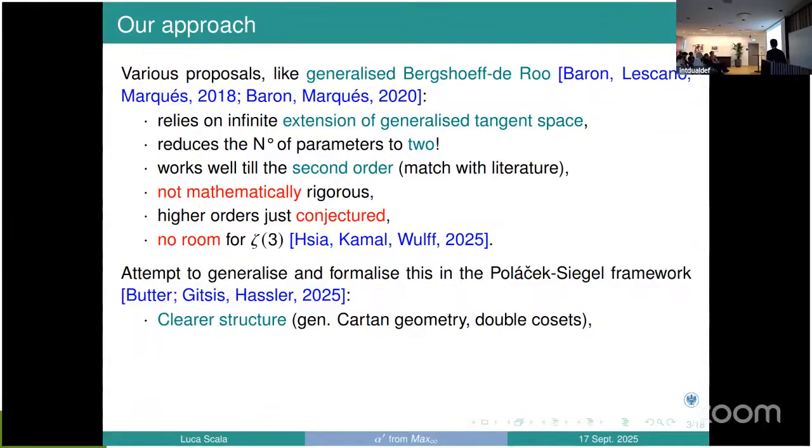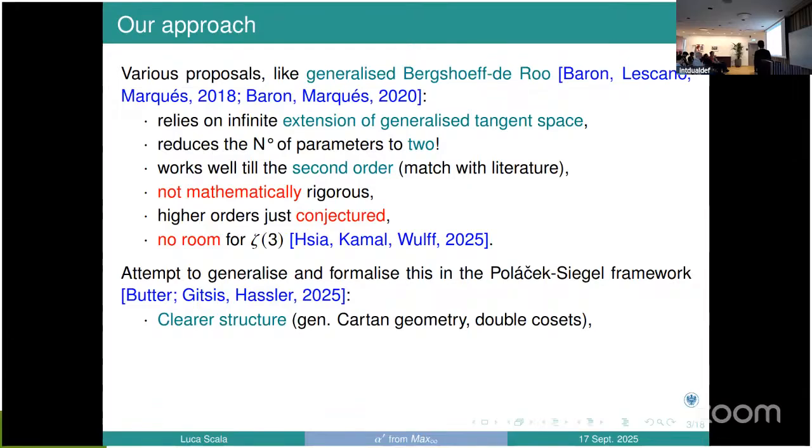So very recently, based on some intuition of Daniel Butter, Achilles and Falk developed a new formalism to try to formalize and generalize this generalized Bergshoeff-de Roo mechanism, starting from the Polaczek-Stiegel framework of generalized geometry. The Polaczek-Stiegel framework is essentially a way to construct covariant torsion and curvature in generalized geometry, extending the structure to something higher dimensional, and applying this formalism to this problem of alpha prime corrections.